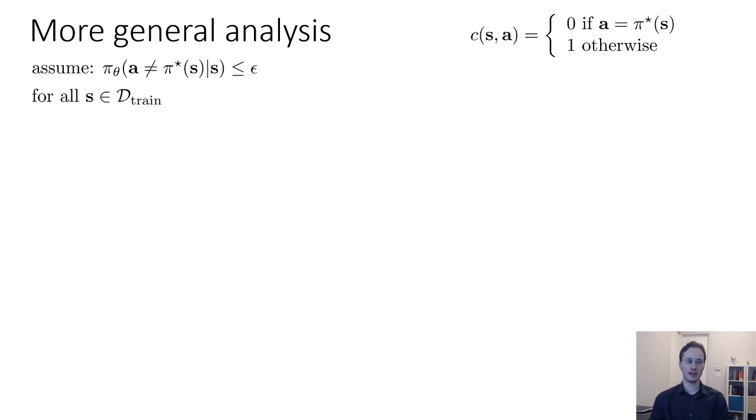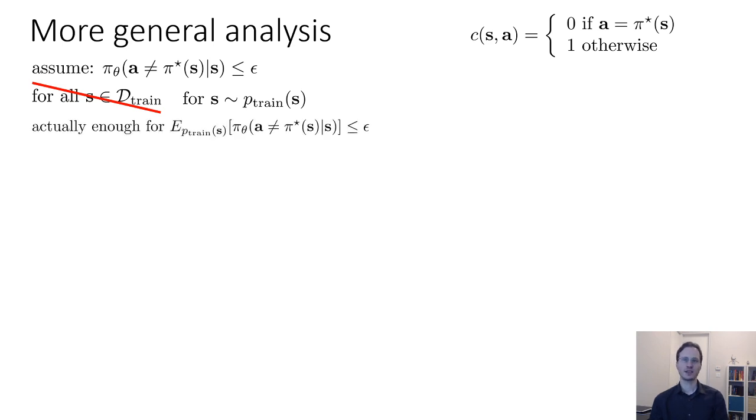Now, that analysis was a little bit naive, because we didn't assume anything about generalization. We just said that for all states in the training set, our error is bounded by epsilon. A more general analysis would account for generalization, would account for the fact that your policy does well not just on the training points, but on other points from the same distribution. So one way that we could say this is we could say our error is bounded by epsilon for any state sampled from ptrain. In fact, it's actually enough just to say that our error is bounded by epsilon in expectation for ptrain. And that's much more realistic because that's our actual training objective.